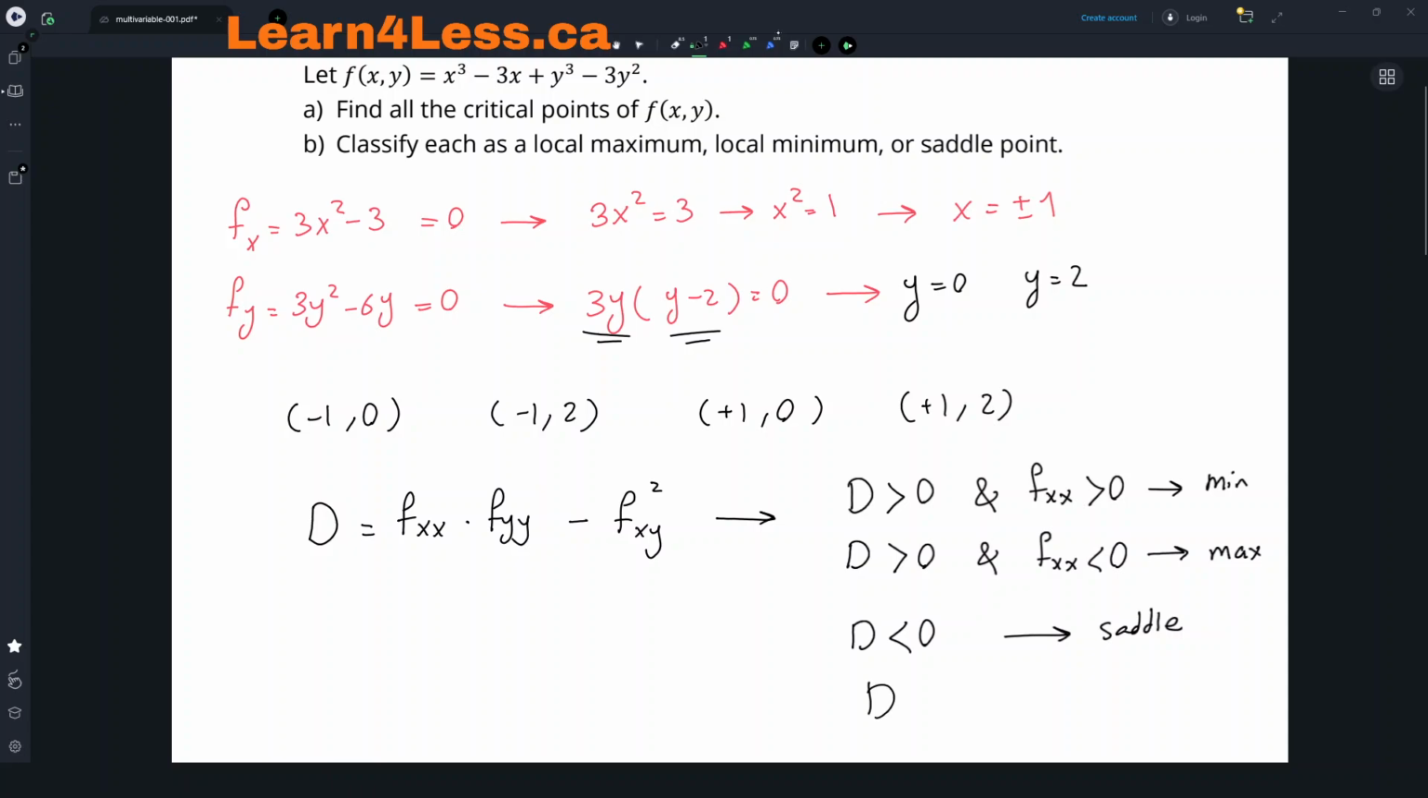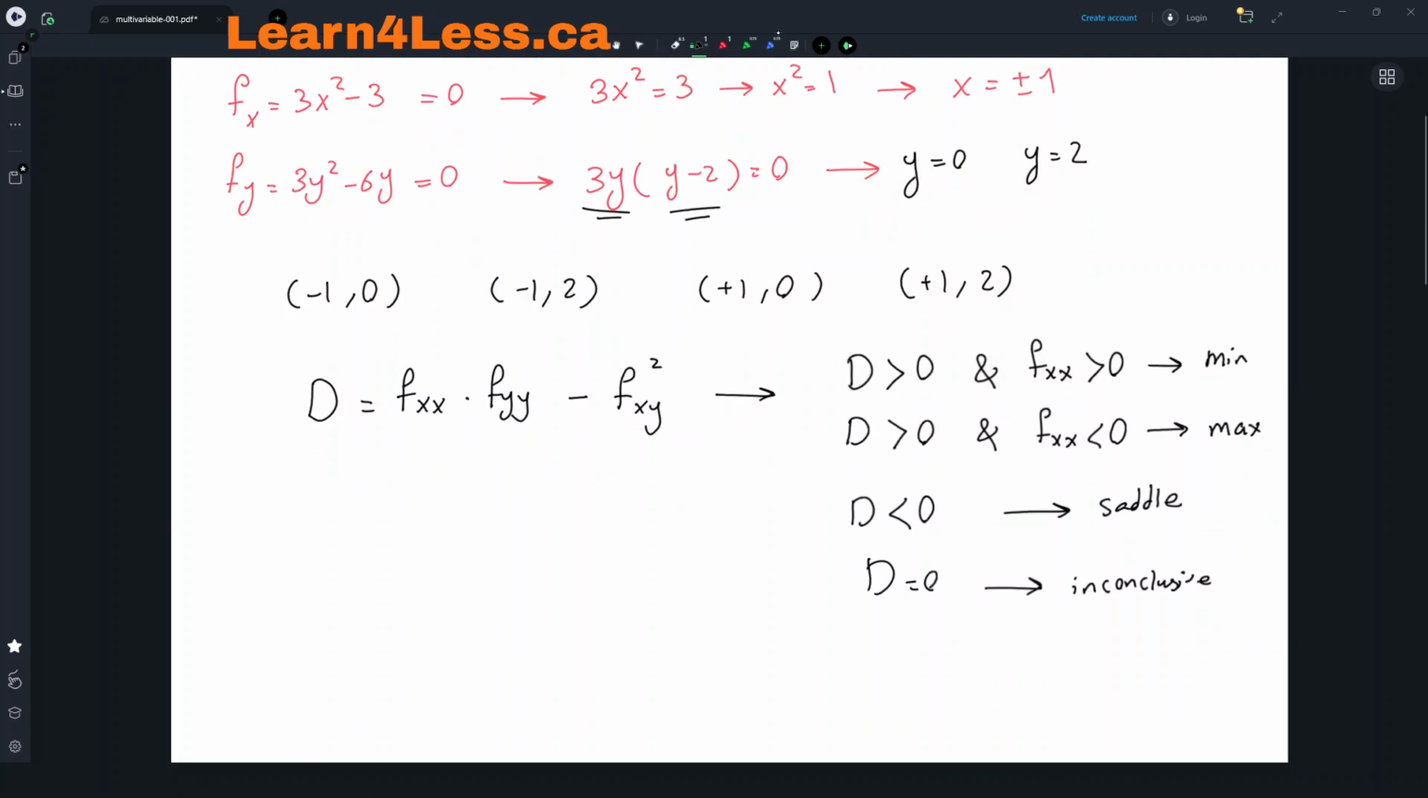If D is equal to 0, it's a very inconclusive test, which basically does not work and we cannot make any conclusion. It doesn't mean neither; it just means it's inconclusive. So this is how we can use the discriminant to determine if it's a maximum, minimum, or saddle point. So let's just leave this here and first find fxx, fyy, and fxy.